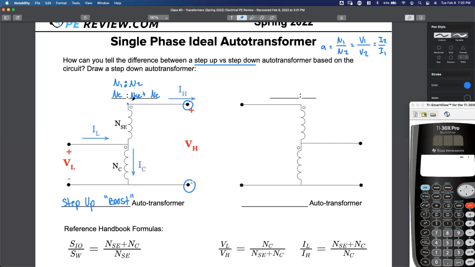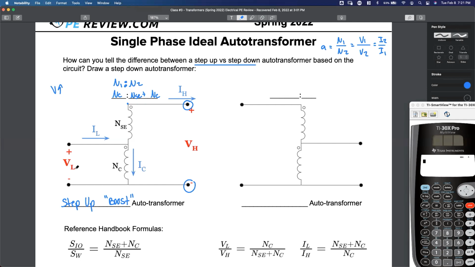All right, looking at this, are there more number of turns on the primary side or are there more number of turns on the secondary side? Secondary, right? The same number on the primary is on the secondary, and then we're adding more turns. So if I have more turns on the secondary side, am I going to have more voltage or less voltage on the secondary side? I'm going to have more voltage, right? That means this is a voltage step up transformer. More number of turns on the secondary means the secondary voltage is bigger than the primary voltage.